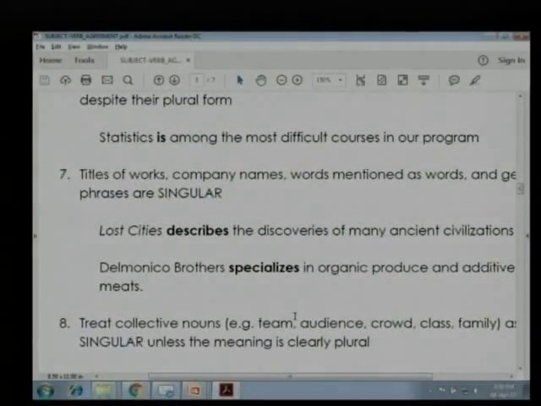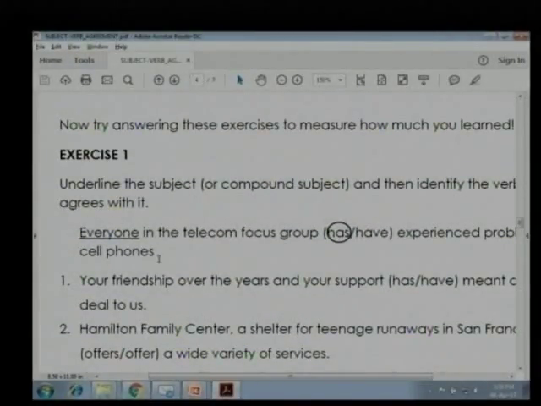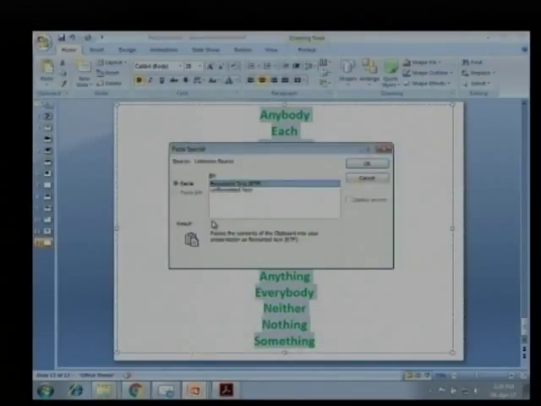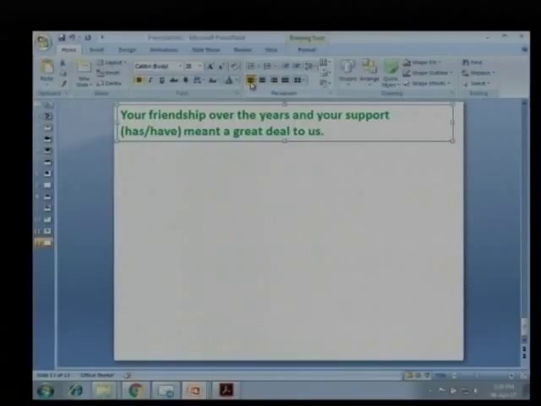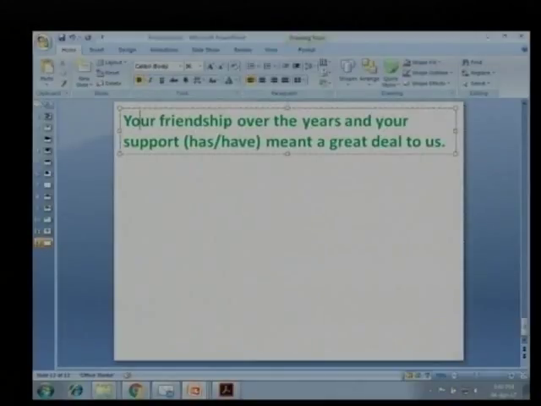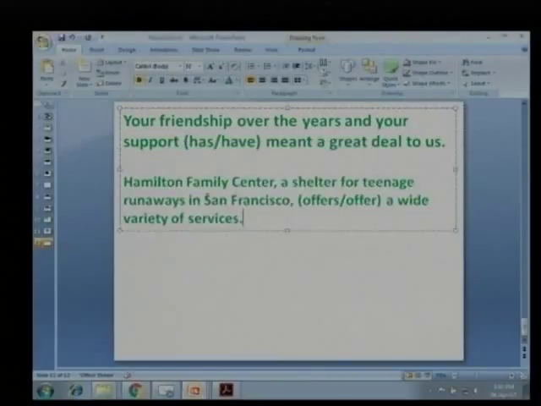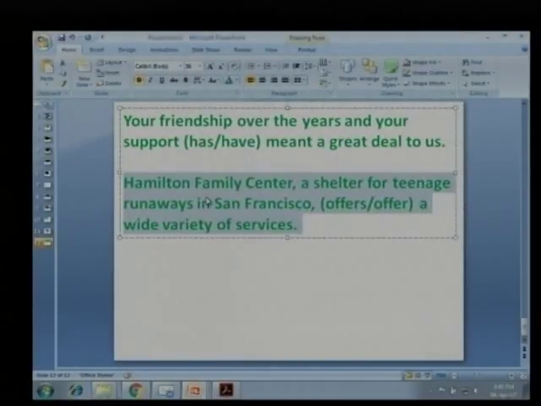I'm just trying to look for some exercises here. Okay, there we go. We have the exercise. Let me pick the first question and see if we are able to answer. Your friendship over the years and your support has meant a great deal to us. What should be the correct answer? Your friendship over the years and your support has or have meant a great deal for us. I want to add one more question. I'm sure this is going to confuse you guys a little bit. That's the idea.